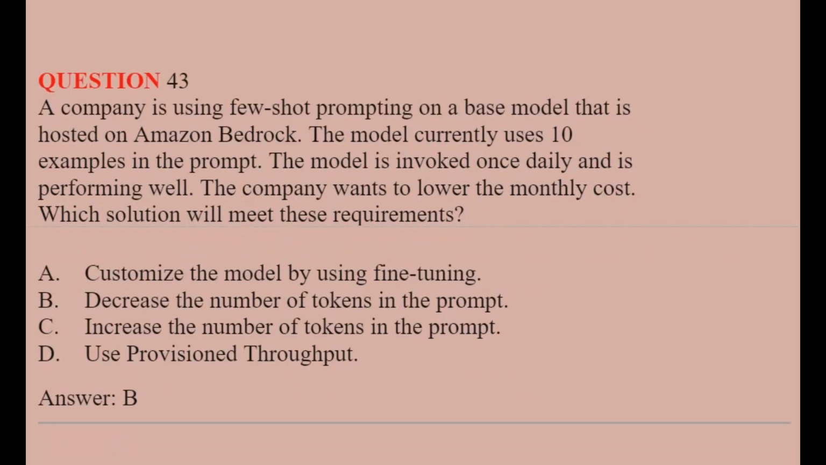Question is, a company is using few-shot prompting on a base model that is hosted on Amazon Bedrock. The model currently uses 10 examples in the prompt. The model is invoked once daily and is performing well. The company wants to lower the monthly cost. Which solution will meet these requirements? Option A. Customize the model by using fine-tuning. Option B. Decrease the number of tokens in the prompt. Option C. Increase the number of tokens in the prompt. Option D. Use provisioned throughput. Correct answer is option B.